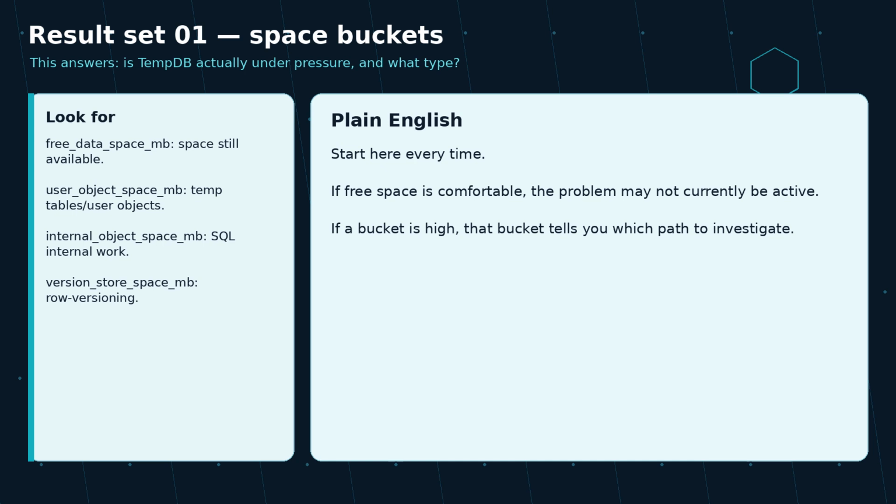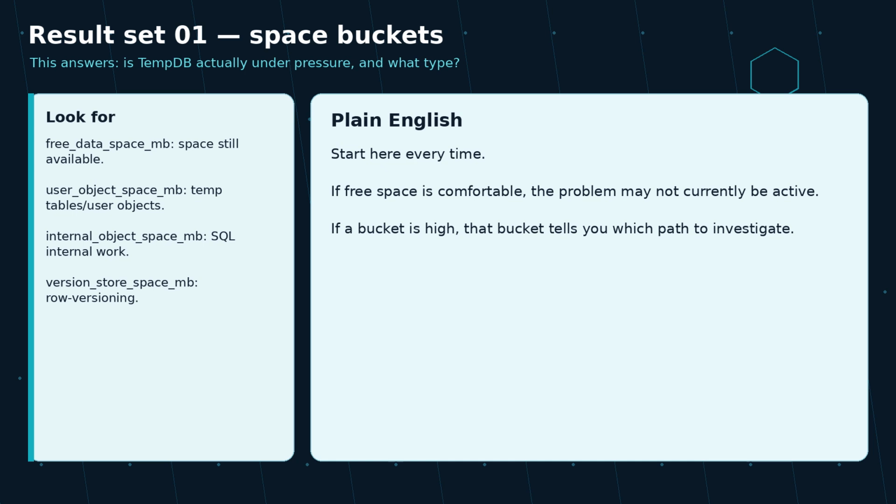Result set 01 shows how TempDB space is divided. Free data space is the unused space available inside the existing TempDB data files. User object space is used by temporary tables and similar objects. Internal object space is SQL Server's work area for operations such as sorts and hashes. Version store space contains older row versions.